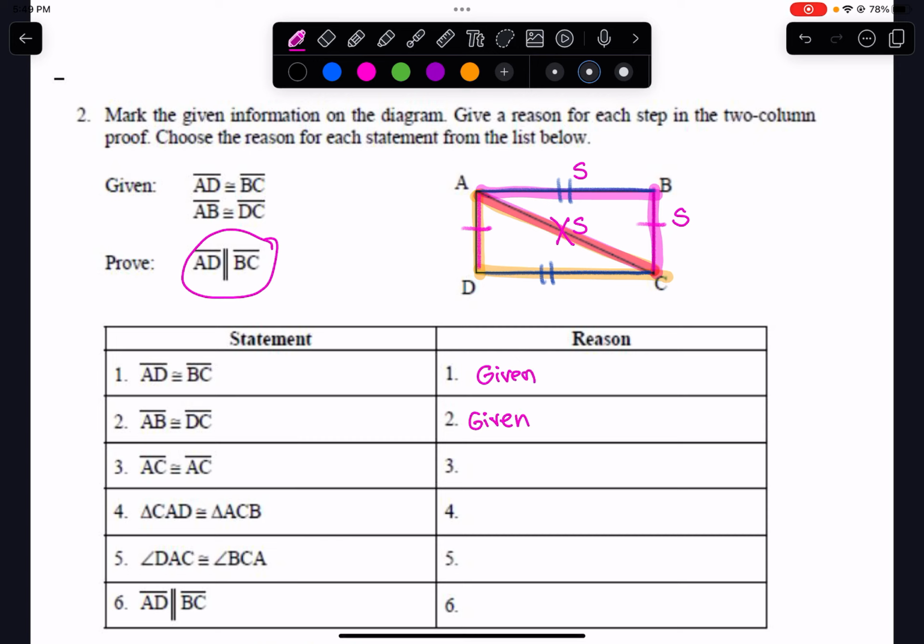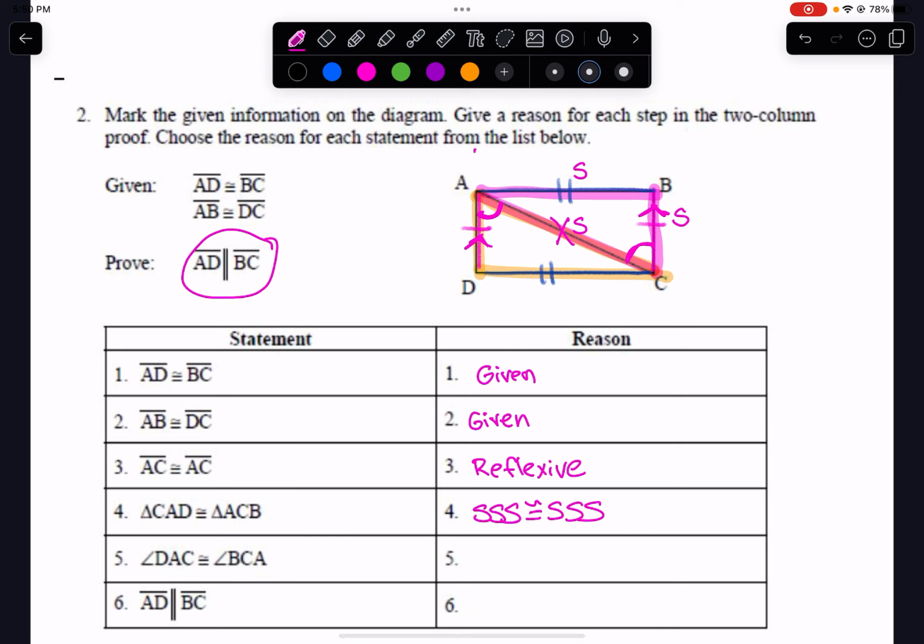So AC is congruent to AC because of the reflexive. I have congruent triangles by side, side, side. Now, they're saying DAC is congruent to BCA, these two right here. Now, my goal is to prove that AD is parallel to BC.